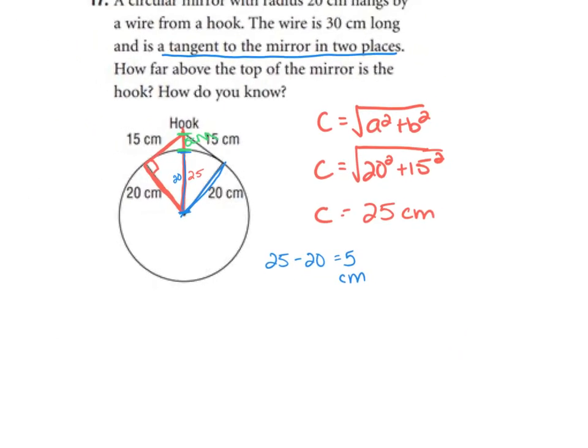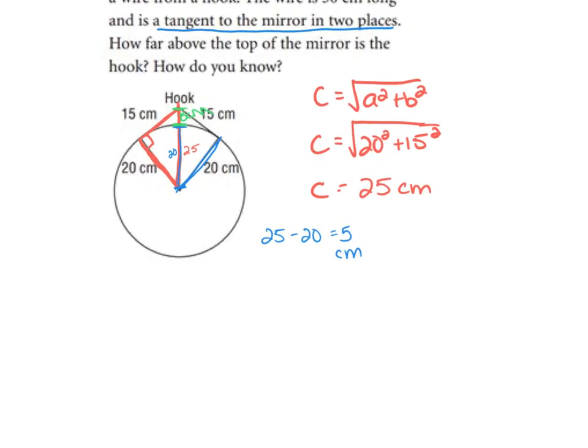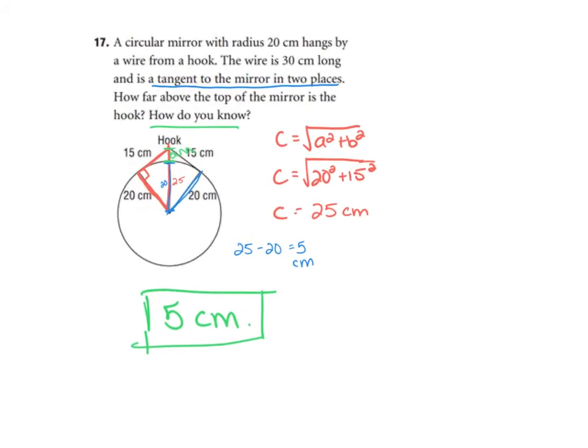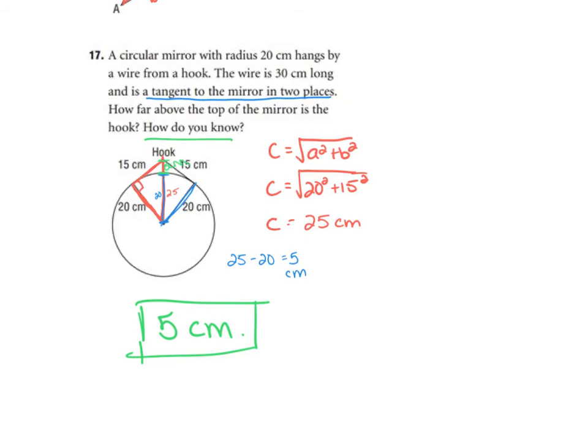So to answer the question, how far above the top of the mirror is the hook? It is 5 centimeters above the top of the mirror. How do you know? Well, we just did math to show that. You don't need to answer that in a sentence. So it's a little bit trickier, but not too bad once you understand how to use your Pythagorean theorem.